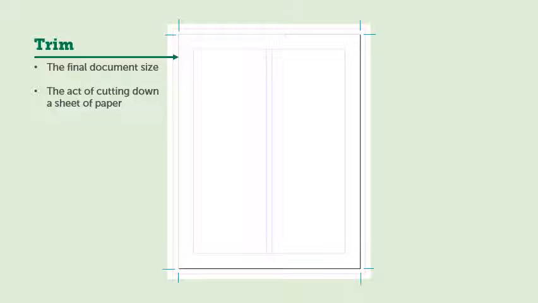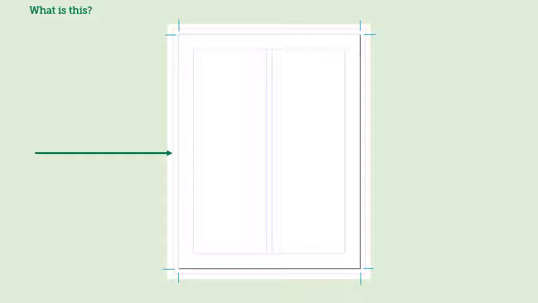So the first thing is this black rectangle. What is the black rectangle denoting? It's denoting the trim or the final document size. So if I set my page up to 8.5 by 11, that black rectangle is showing me 8.5 wide by 11 inches tall. The term trim is also used to describe the act of cutting down a sheet of paper. So if you are going to trim something out, instead of saying cut something out, we say trim. Trim is the final document size.